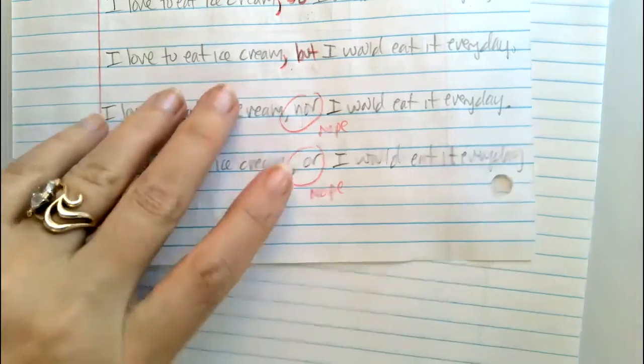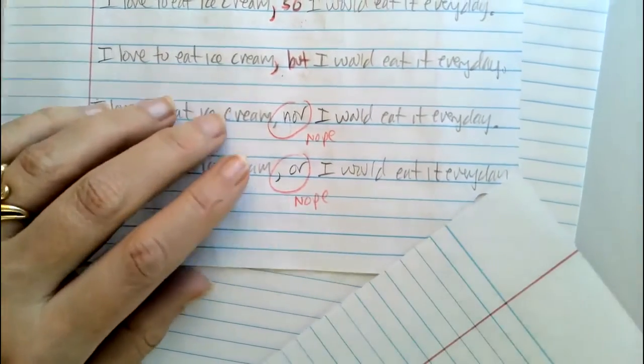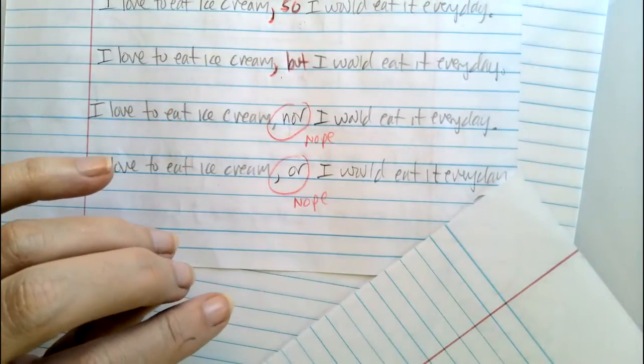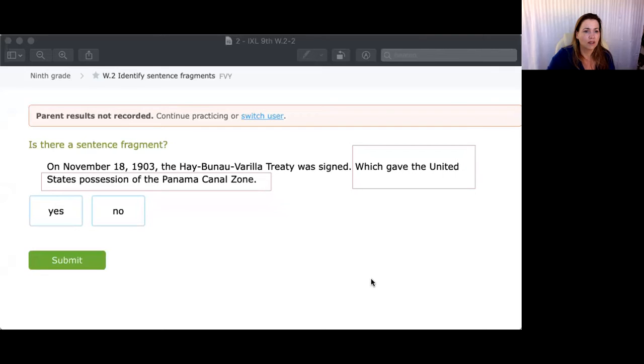Okay, now you're back and I'm going to have us look at some examples from iExcel. This next example is from ninth grade, W 2.2. The first thing I want you to do is read the example out loud. It's asking you, is there a sentence fragment? On November 18th, 1903, the Hay-Bunau-Varilla Treaty was signed, which gave the United States possession of the Panama Canal Zone.